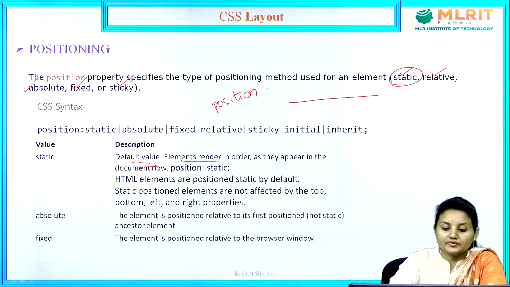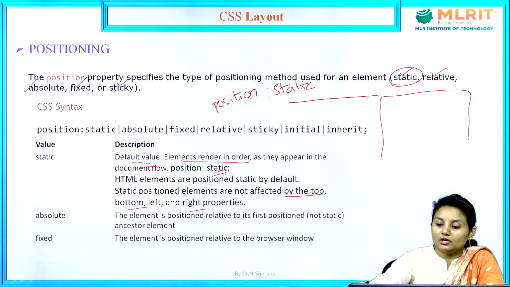So elements render in order as they appear in the document flow. How do we assign static? Position colon, and the value is static. HTML elements with position static are not affected by the top, bottom, left, right properties.